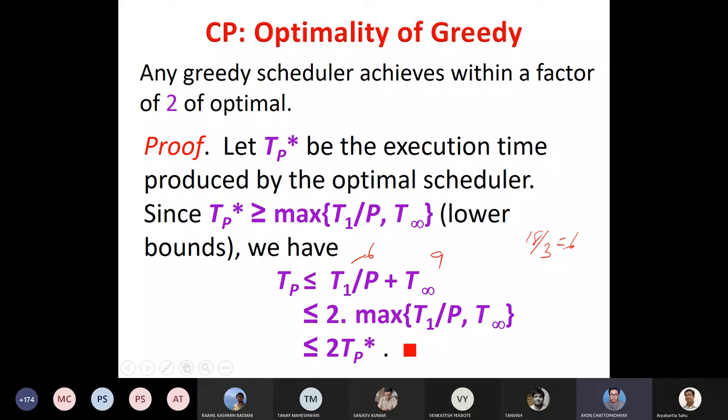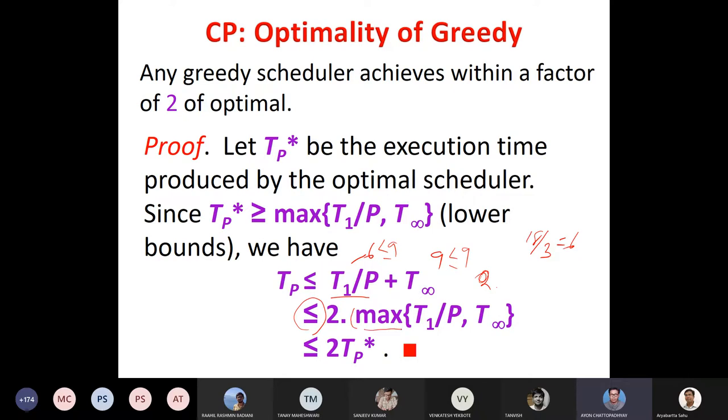Take this example. T1 by P is 6 and T infinite is 9. Because you are putting the less than or equal to symbol, T1 by P can be replaced by max of T1 by P and T infinite. Anyhow, this is less than or equal to 9 and this is also less than or equal to 9. Is this clear?